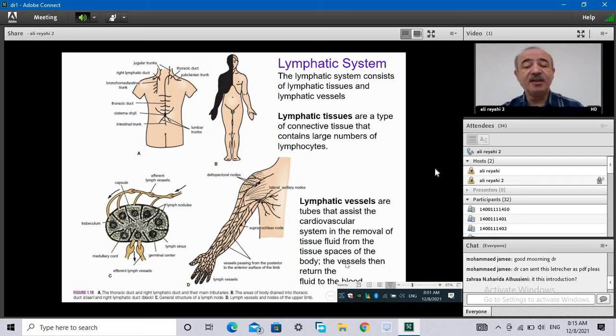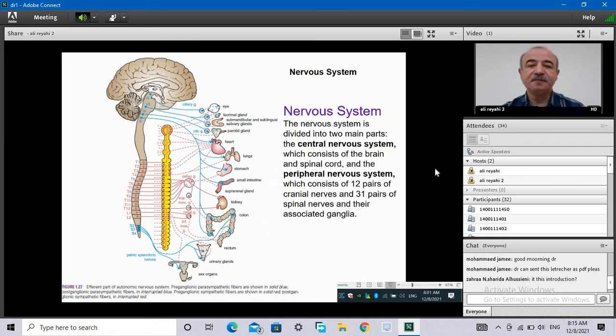spaces of the body. The vessels then return the fluid to the blood. This is the lymphatic vessels, and the lymphatic organs help the immunity of our body. The leukocyte, like the lymphocyte, is involved in the immunity of our body.